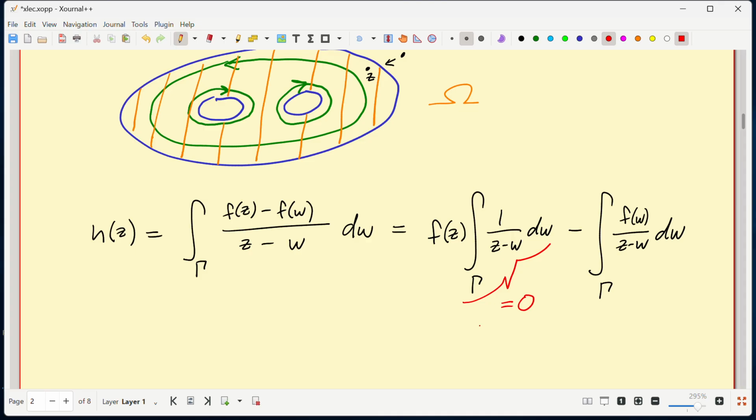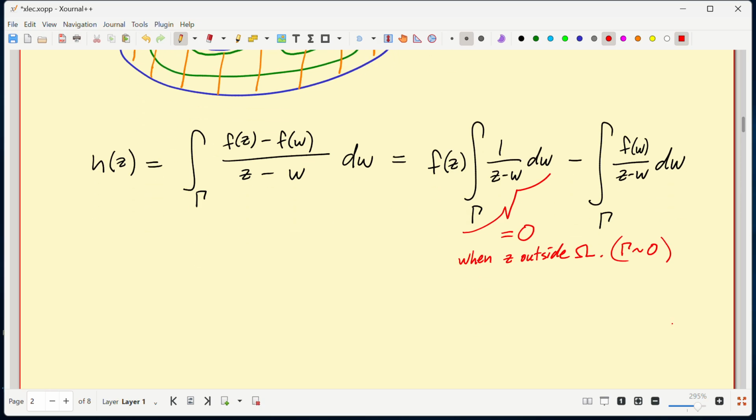when z is outside gamma. Not outside gamma, outside omega. That's what it means to be homologous to 0. And so we see what h should be outside.